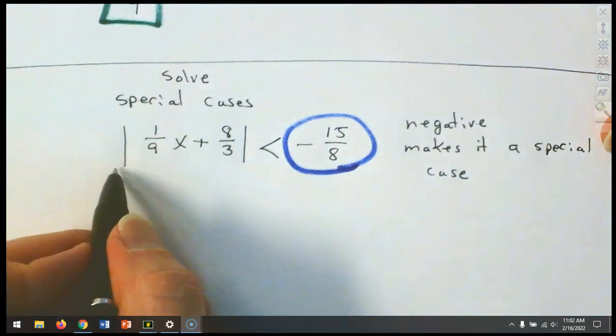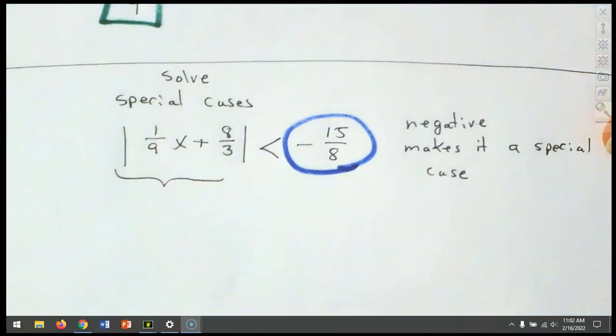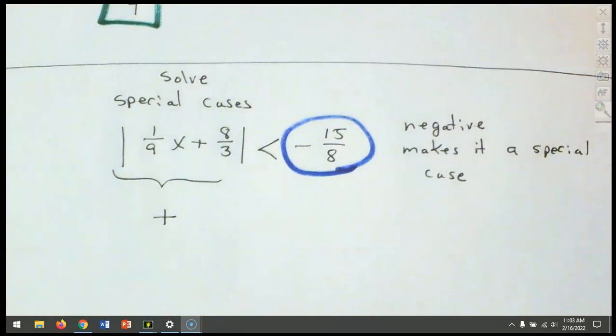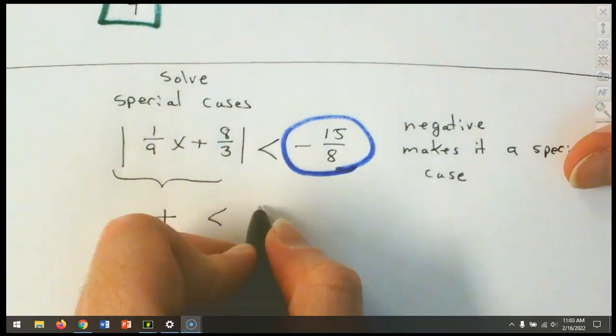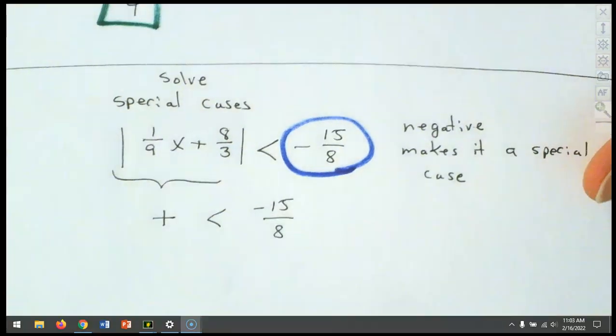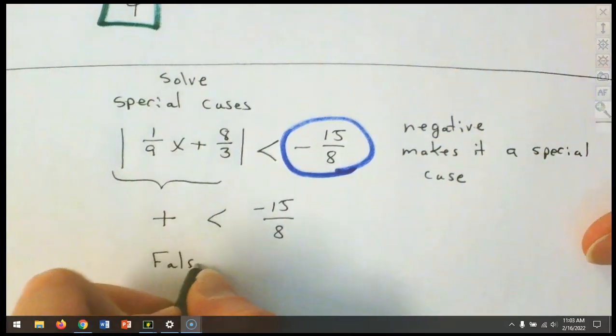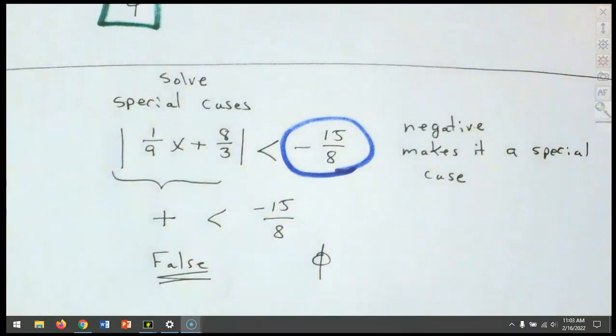So, what do we know? And this is the way I figured these out, if it's true or false. What do we know about an absolute value? When I take an absolute value of a number, what comes out of it? If I take the absolute value of 12, what comes out? Positive 12. If I take the absolute value of negative 15, what comes out? Positive 15, right? So what comes out of these absolute value inequalities? Positive. Okay, now, tell me if this is going to be true or false. Are positive numbers smaller than negative 15/8? Is that true or is that false? False. Okay, so that is false. So that means we have no solution.